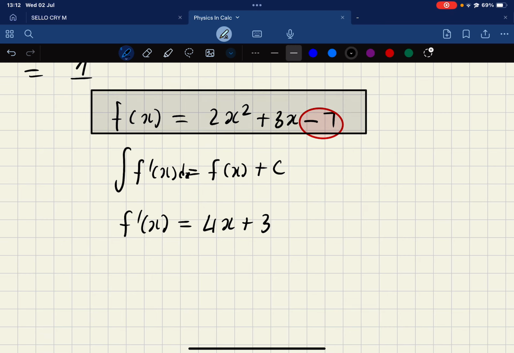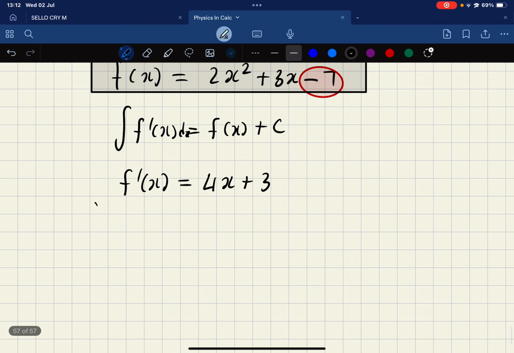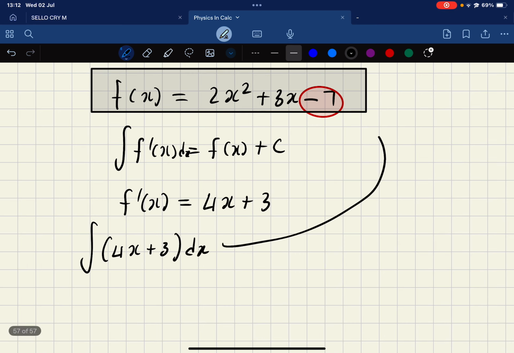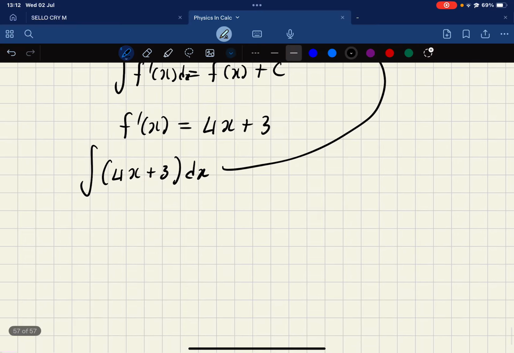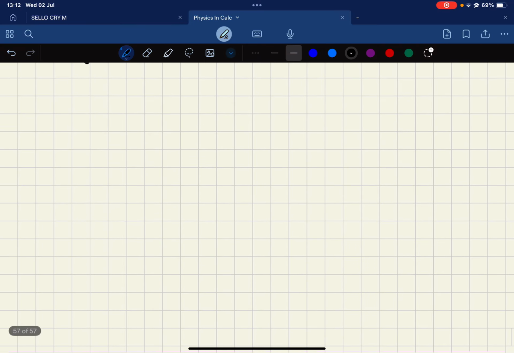Let's try to go back to that function, meaning that we are going to integrate this function and see if we will get the original function. So let's talk about a formula first. Remember the formula for deriving x to any number n with respect to x? We were dropping the n, then subtracting 1 from the exponent.